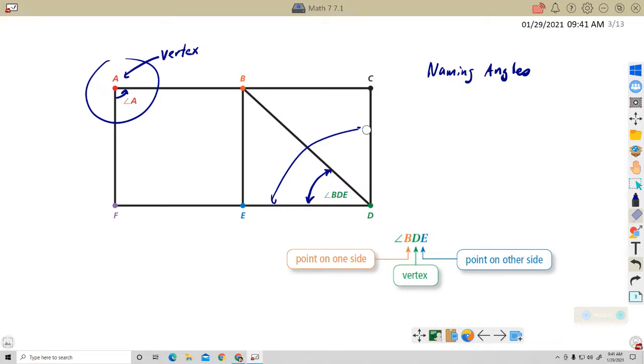So if that's the case, we name a point on one of the lines of the angle. The vertex goes in the middle, and B up here, B, D, E. Right. So B, and then D. The vertex goes in the middle, and the point on the other side will go at the end. So B, D, E. Again, the vertex has to be in the middle. So that's kind of a convention that we have to follow when we're naming angles.